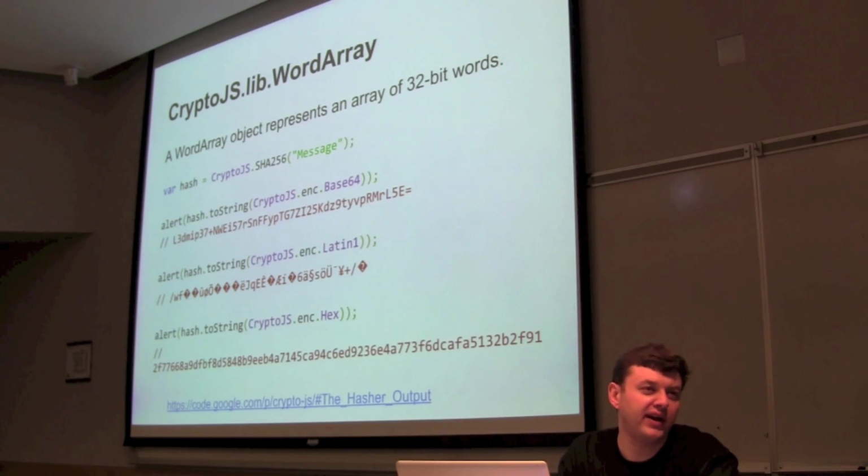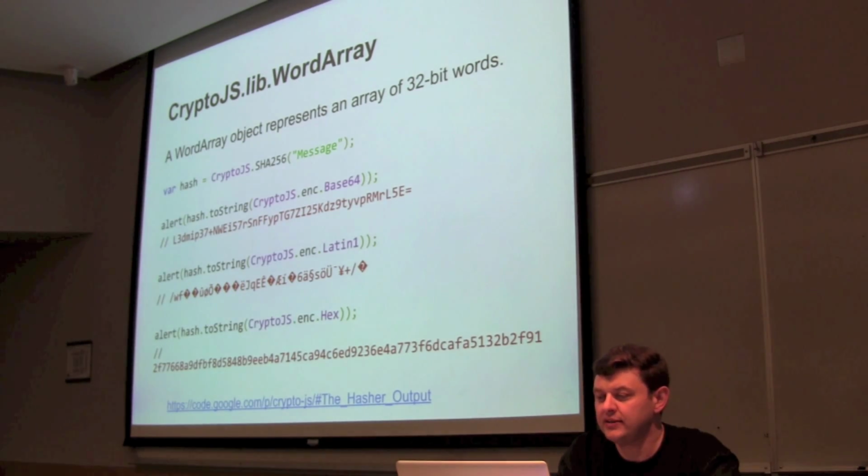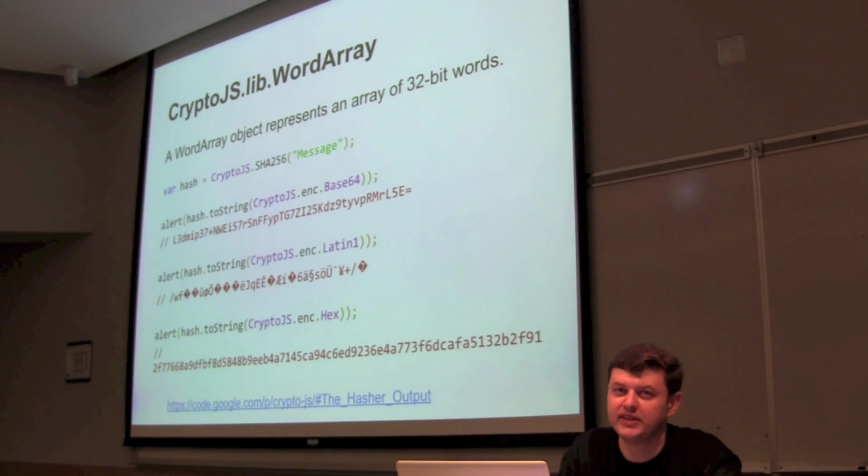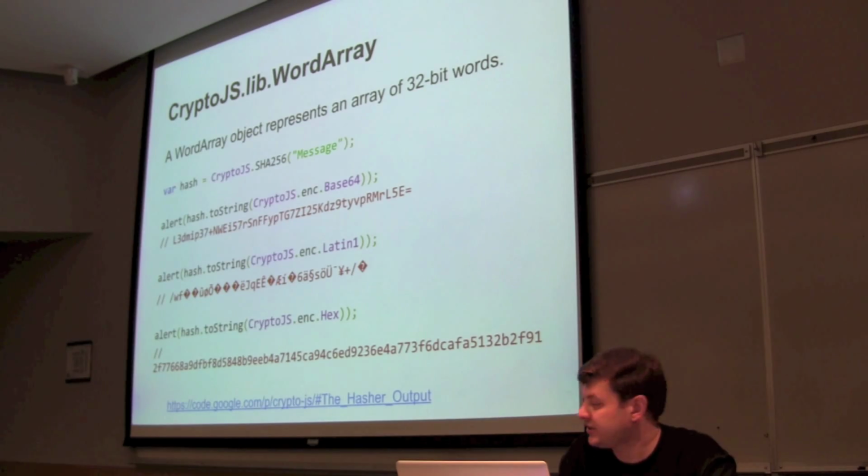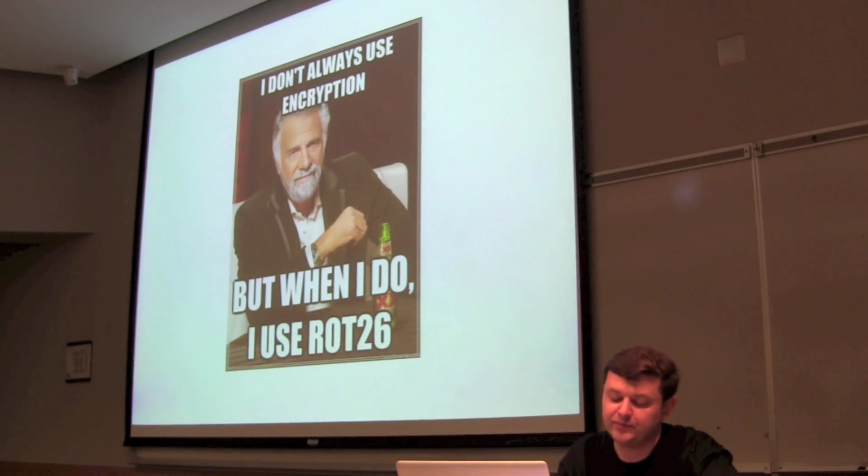We mentioned the word array. It's just a 32-bit object that CryptoJS uses for its implementations. So this is some of the samples off their website. So, all right.